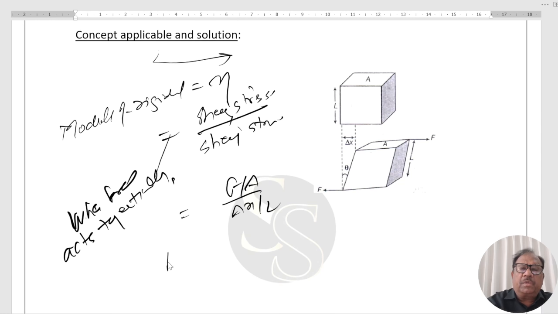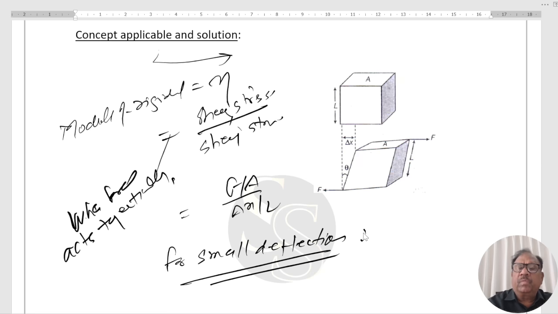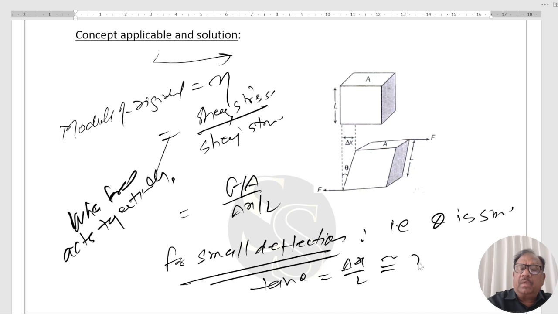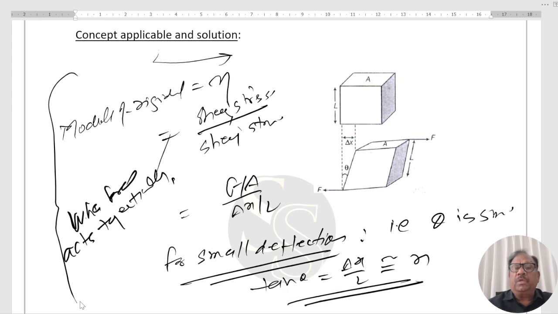Now for a small distance, for small deflections, that is theta is small and tan theta equal to delta X upon L can be taken as theta. This is all about the modulus of rigidity.